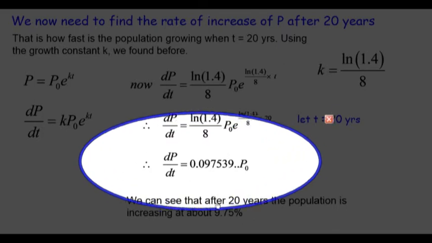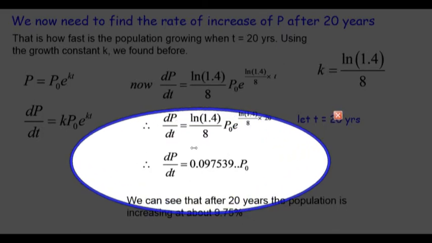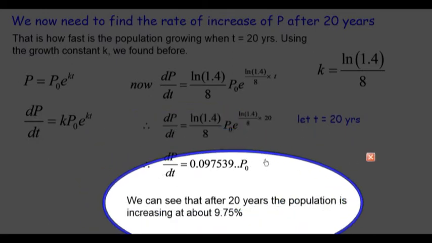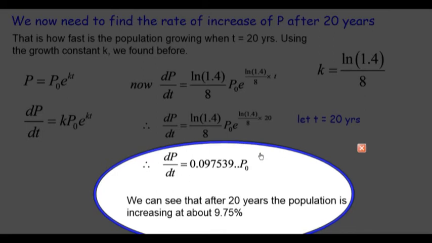So what do we conclude from this? Well, the rate dP/dt is actually about 0.0975. We can see as a percentage it's roughly about 9.75% of the original population.